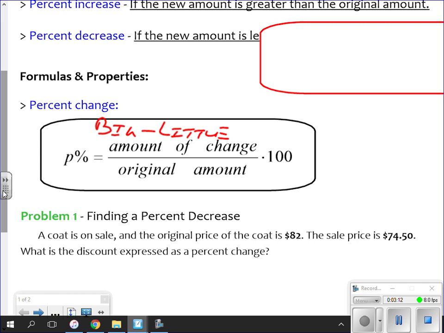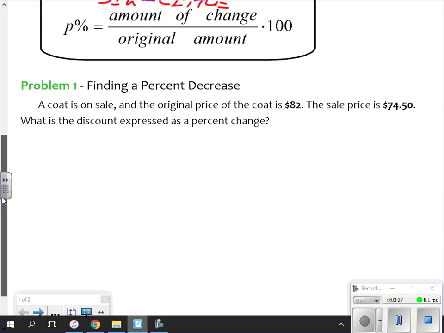It's a really easy one to do. Big, little, original, times 100. And you need a calculator. You're going to want a calculator to do this stuff. Okay. So, first example.